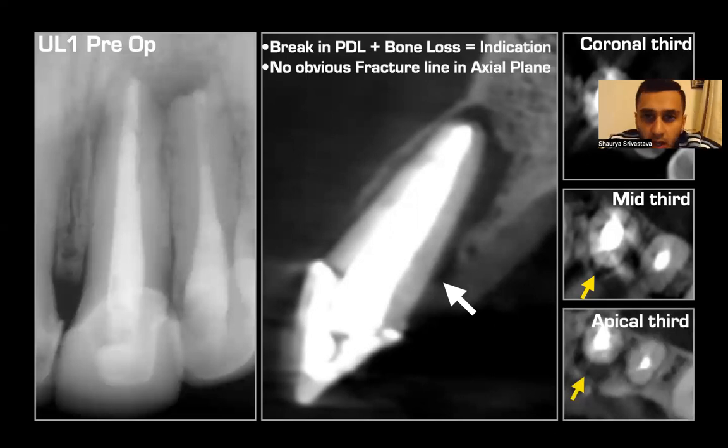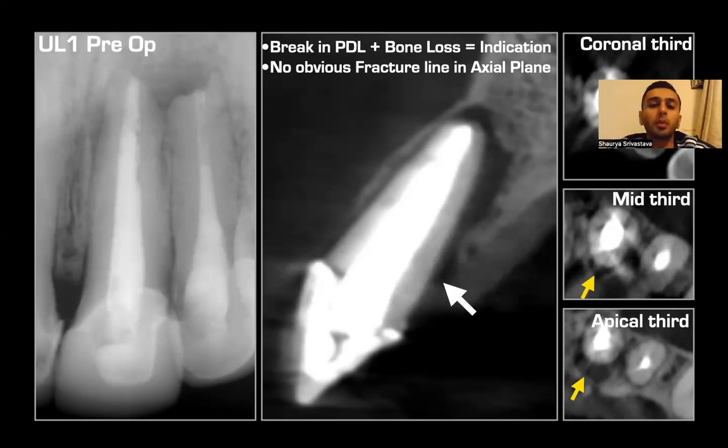So a break in the PDL plus bone loss is an indication, and have a proper look at your axial plane. That's the three images on the right, top to bottom: coronal, mid, and apical third. Can you see anything that looks like a fracture line? You cannot. The only indication that you have is the extent of the lesion, the way it's going down.